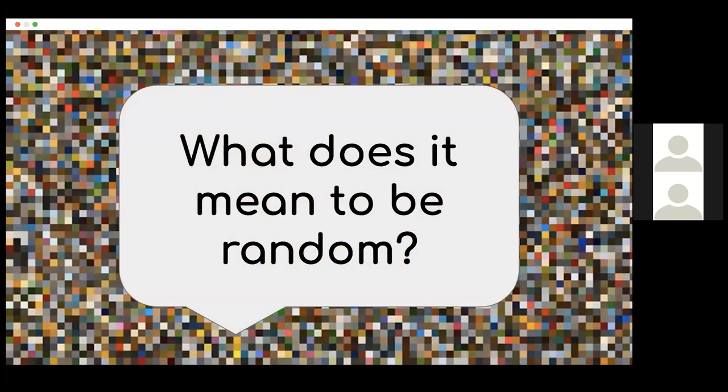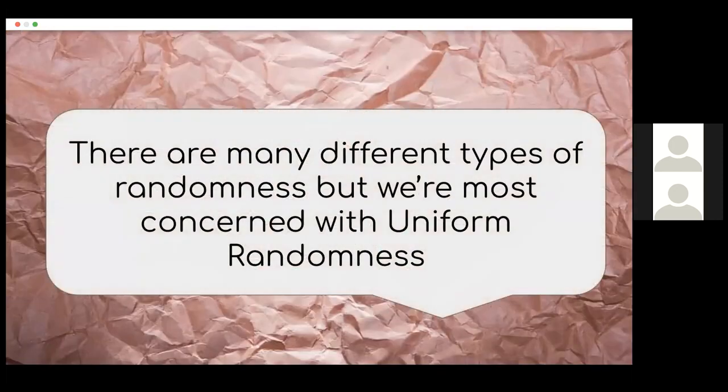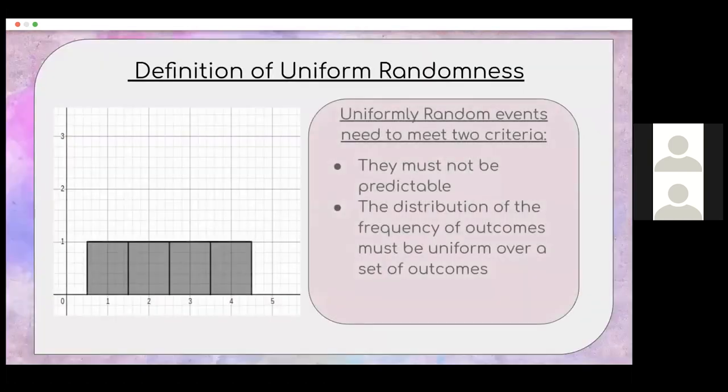So when we look at things like dice rolls and coin flips, a question that typically comes up is, what does it mean to be random? Although there are many types of randomness, today we're mostly concerned with uniform randomness. We define uniform randomness based on two criteria. First of all, the events must not be predictable, obviously, or else it wouldn't be random. And secondly, the distribution of frequency of outcomes must be uniform over a set of outcomes. So take, for example, you flip a coin 20 times. If it was uniformly random, you would get 10 heads and 10 tails every time.